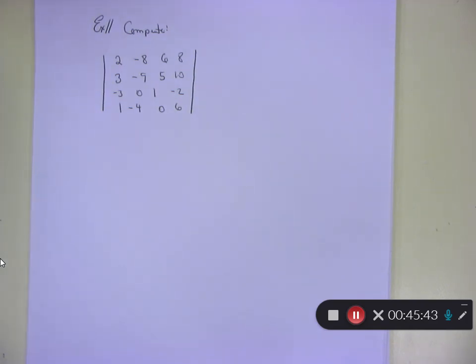I have the matrix 2, -8, 6, 8, 3, -9, 5, 10, -3, 0, 1, -2, 1, -4, 0, 6. Okay? I want you to calculate the determinant of this guy. Okay?